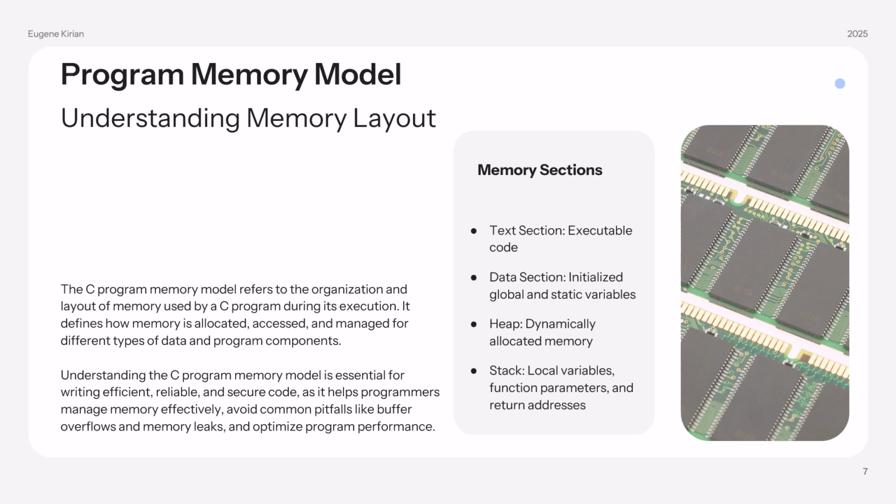The heap is used for dynamically allocated memory, where the program requests memory at runtime. The stack stores local variables, function parameters, and return addresses, which are essential for managing function calls and returns. The C memory model defines how memory is allocated, accessed, and managed for different types of data and program components.